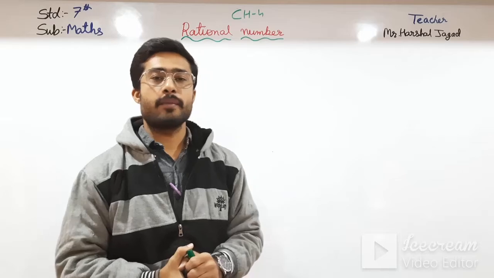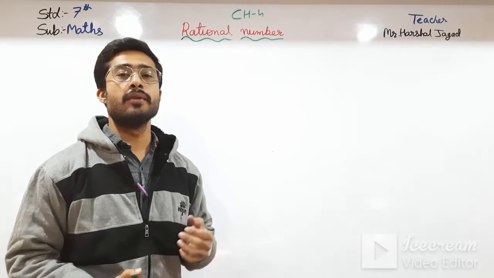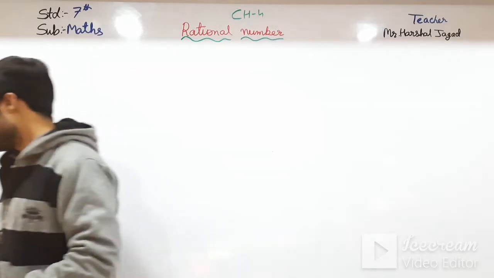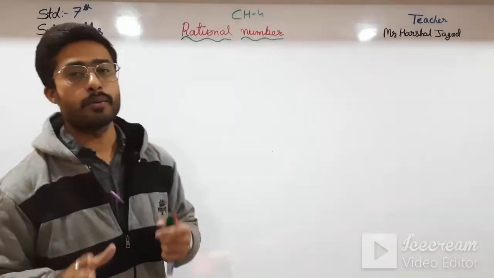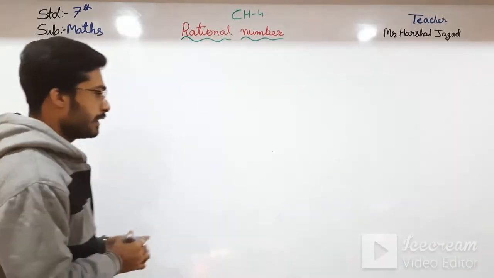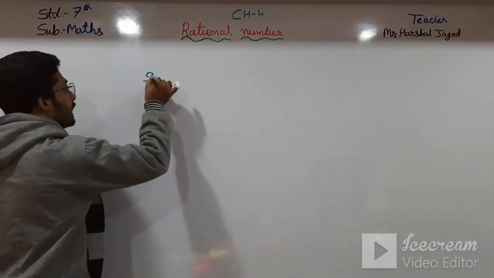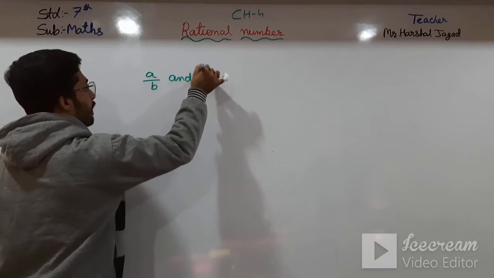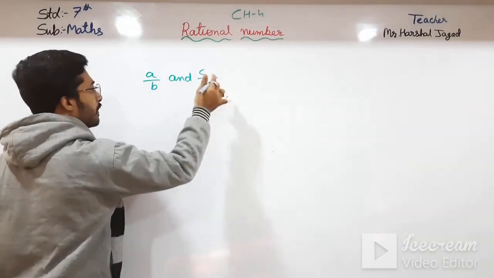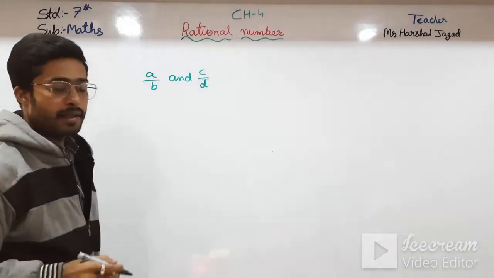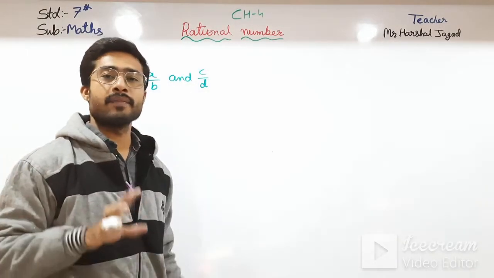In the previous lecture, we saw up to example number 9, and now we will move forward. Our new topic is comparison of rational numbers. How will we compare two rational numbers? In the form of an equation, if rational numbers a upon b and c upon d are given, then how can we know which one is greater and which one is smaller?